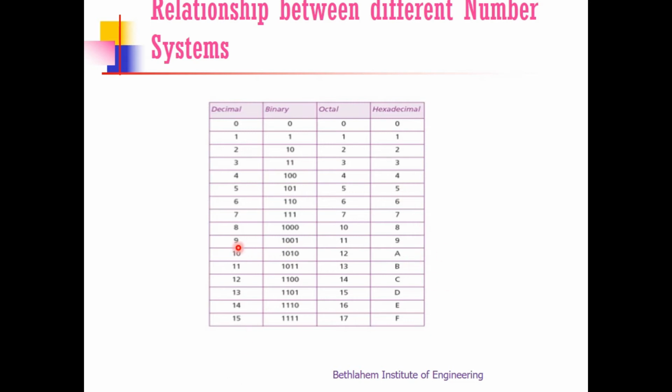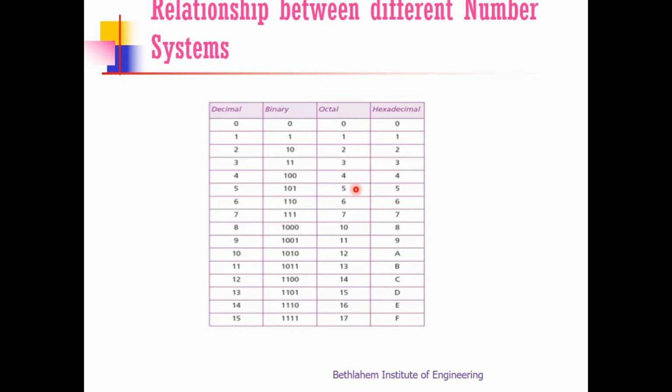For example, see here, the decimal and hexadecimal numbers 0 to 9 and 0 to 9. Up to 9, both decimal and hexadecimal are the same. But from 10, in decimal after 9 you have 10, but in hexadecimal after 9 you have A. Then it goes on like this, B, C, D, E, F, where in our decimal system we use 10, 11, 12, 13, 14, 15.